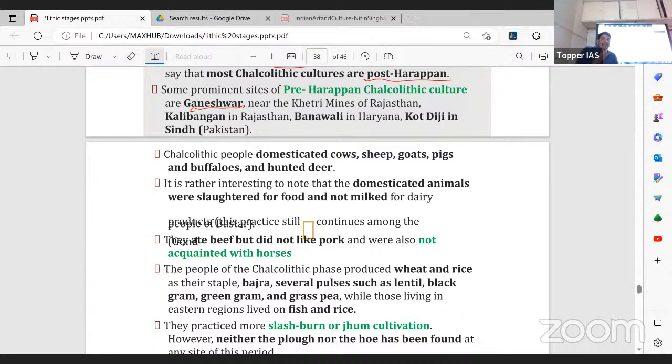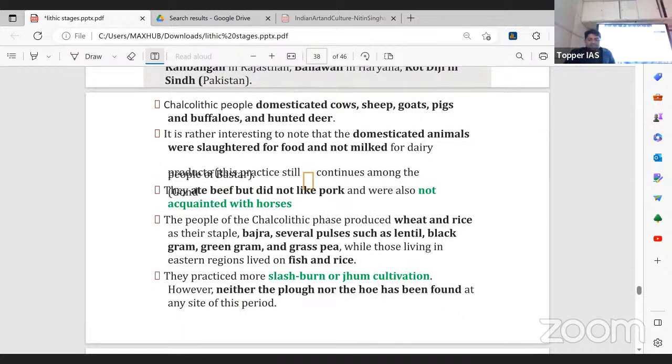So Chalcolithic people also domesticated animals, but slaughtered them for meat, not for milching purposes. They produced wheat and rice as staple food, and also bajra, pulses like lentil, black gram, and green gram. The people in the east relied on fish and rice. And these people practiced slash and burn agriculture, or jhum cultivation.